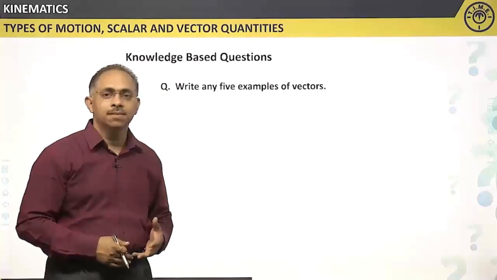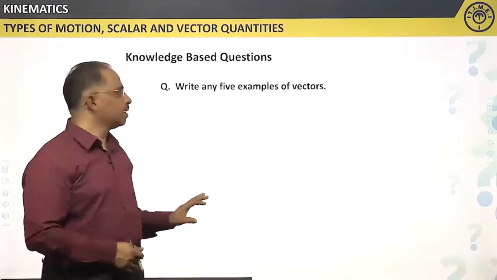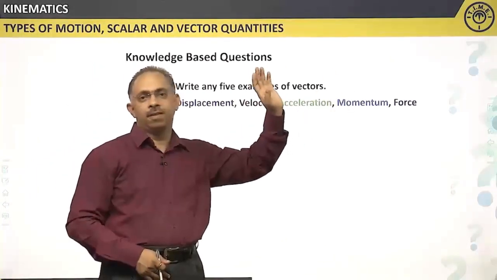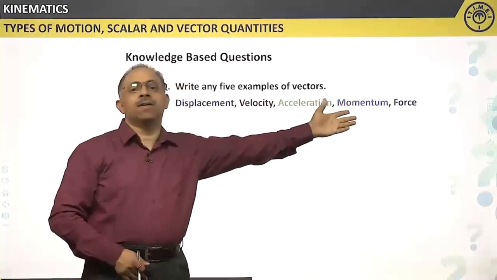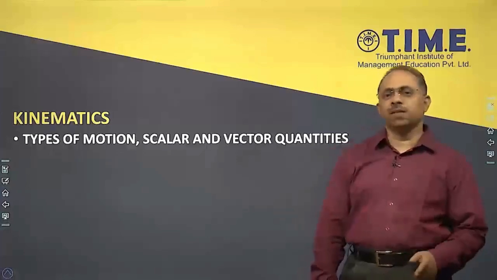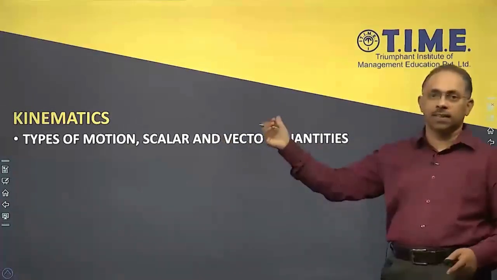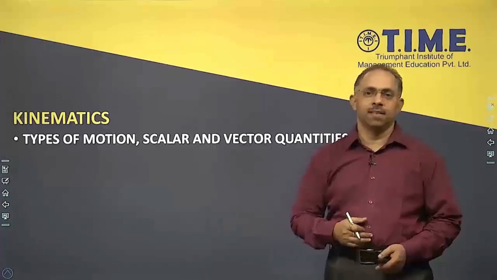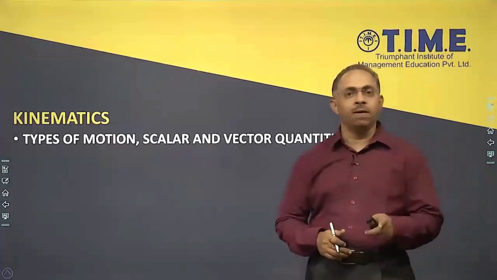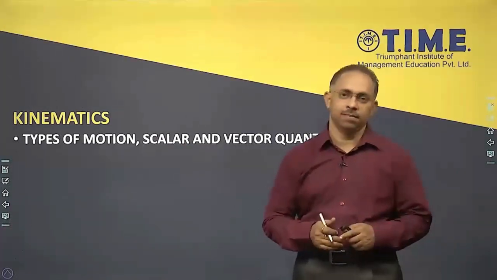Some more examples, please. Yes, velocity is there, acceleration is there. Displacement, velocity, acceleration, momentum, force. Momentum and force we will come across in other chapters like dynamics, but these are also vectors. Hope you are clear with the concepts of types of motion, scalar and vector quantities in the chapter kinematics. If you are not clear with any of these concepts, I suggest you go back to that part of the basics video, watch those concepts and make them clear.